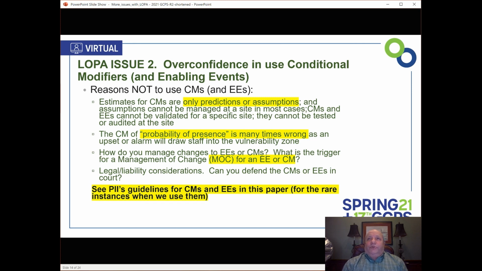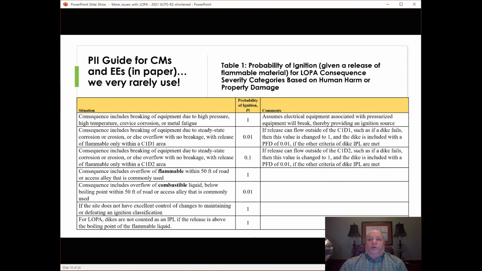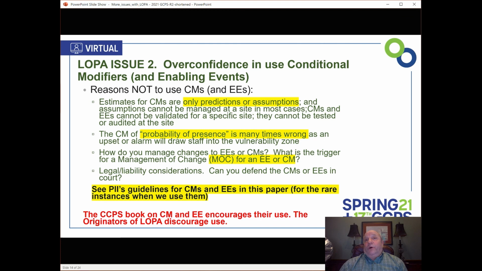If you want to use conditional modifiers or enabling events, we don't recommend it, but there are maybe 1 or 2% of the time the scenarios we might use them. There's some guidance in this paper from PII on how we use them, and you're welcome to use that as well. And there is the book I mentioned from CCPS, although most of my comments in that book as a co-author were: don't do this, don't do this, don't do this. And the same as comments from Art Dow, who was a peer reviewer of the same book.